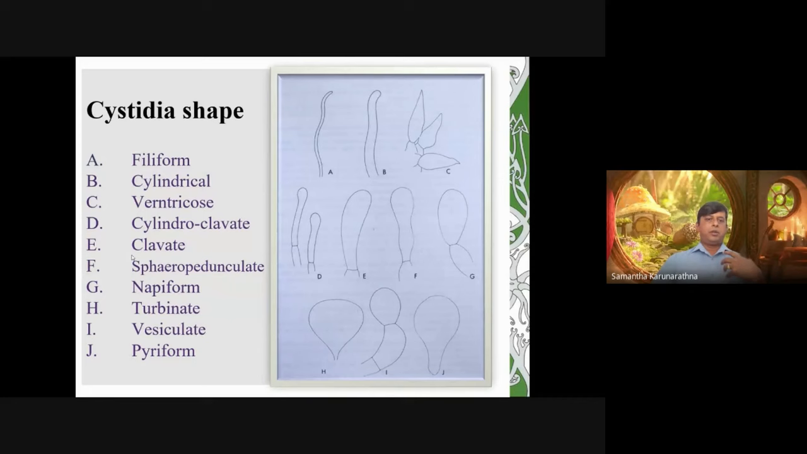Cystidia also have different shapes, and these different shapes have different terms. Filiform, cylindrical, ventriculose, cylindroclavate, clavate, sphaeropedunculate, napiform, turbinate, vesiculate, piriform. So you can see different shapes. Next one, please.